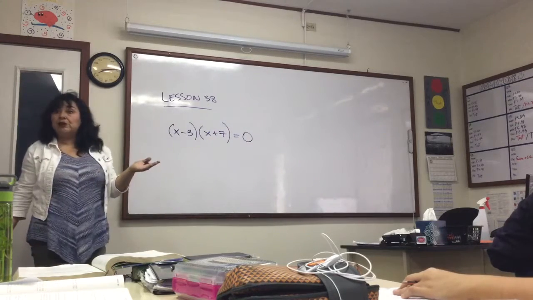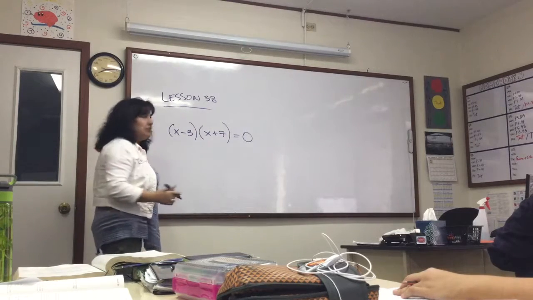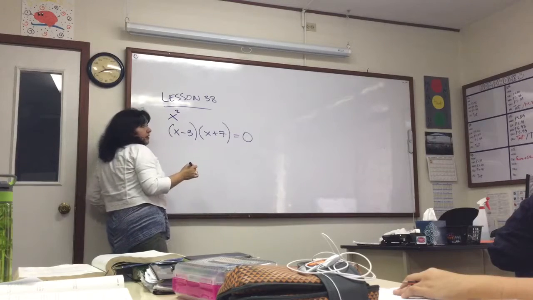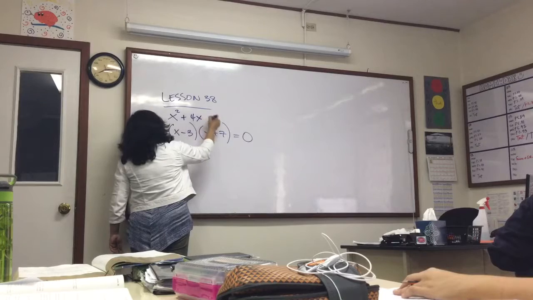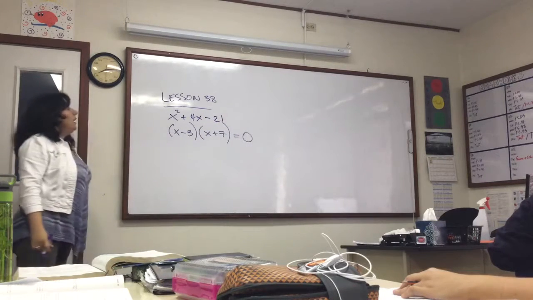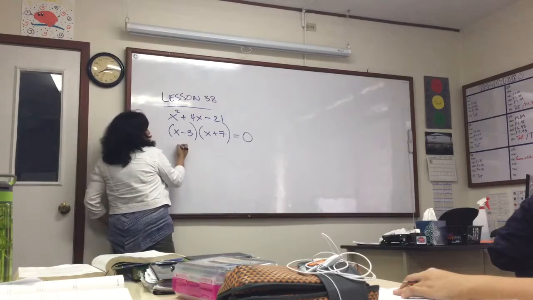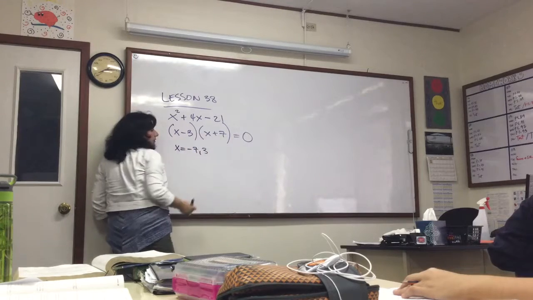It's a quadratic equation, right? Can anybody tell me the quadratic equation it comes from? X squared plus 4X minus 21. Okay. These are called what? X equals minus 7 and 3, correct?